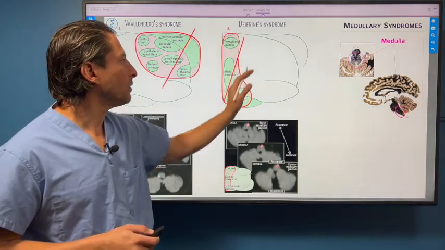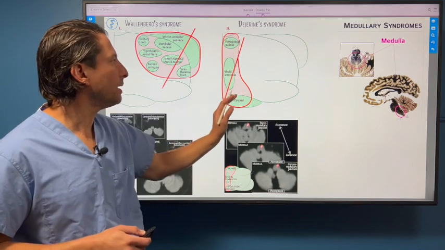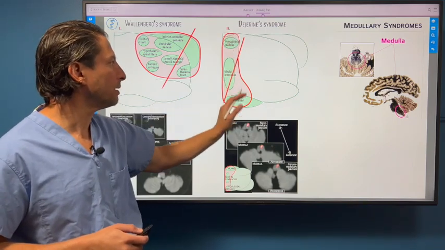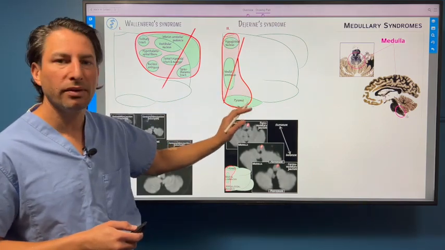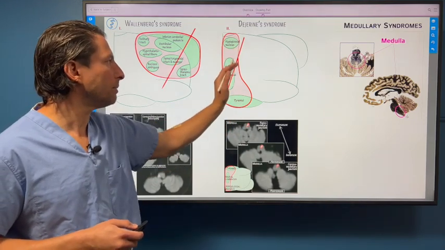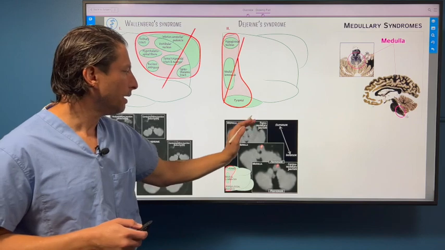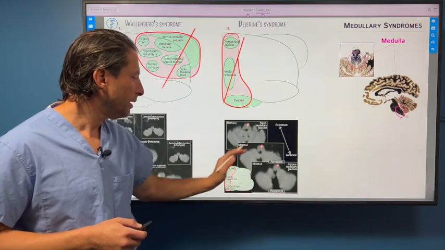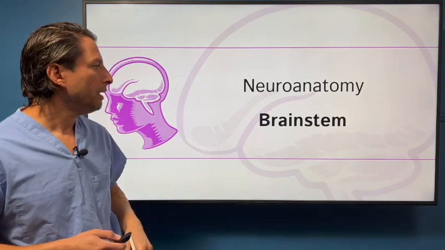Finally, Dejerine syndrome. This is medial and it stretches from the posterior to the anterior portion of the medulla. So what's going to be affected? The motor fibers in addition to the sensory fibers and the cranial nerve nuclei. And here's an example of Dejerine syndrome.